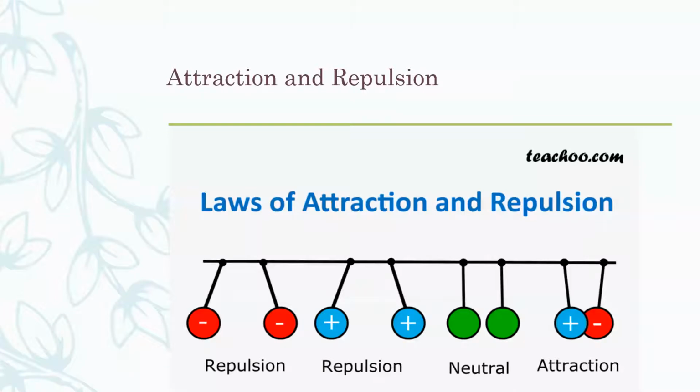Now this is attraction and repulsion. You can see here that like charges always repel each other, so repulsion will be there like this. These are similar charges, both of them positive, so repulsion is there. Neutral charges will always have no force of attraction or repulsion, and opposite charges will always attract each other. So from this figure, you can clearly see that like charges always repel and unlike charges always attract each other.